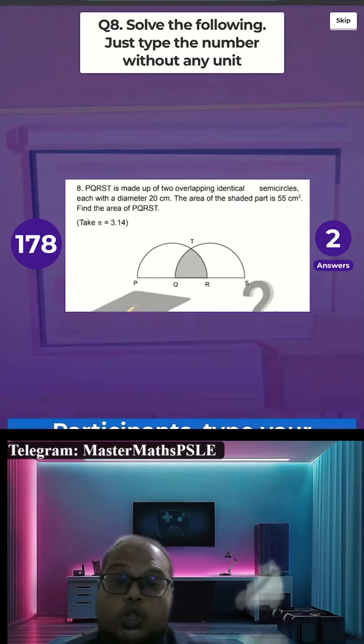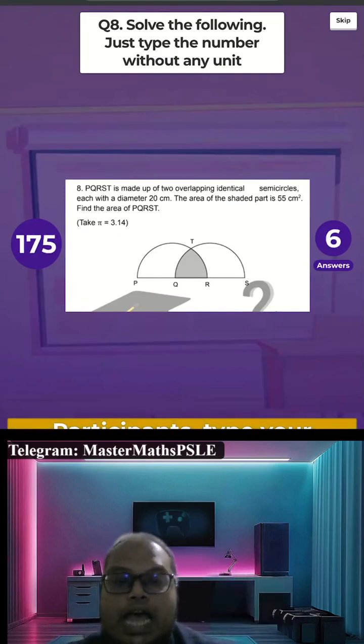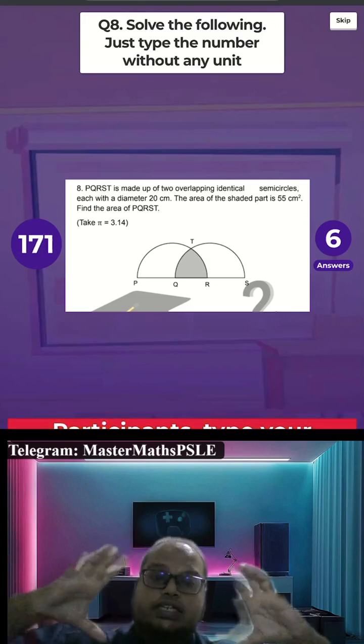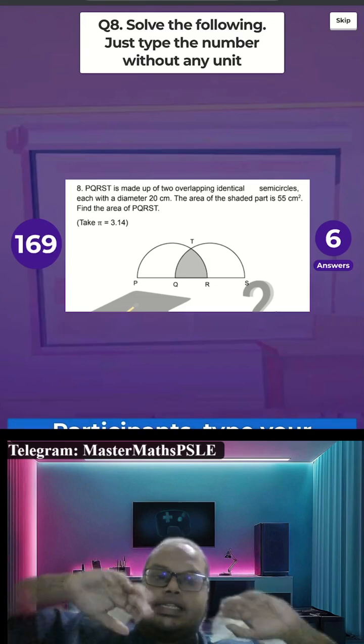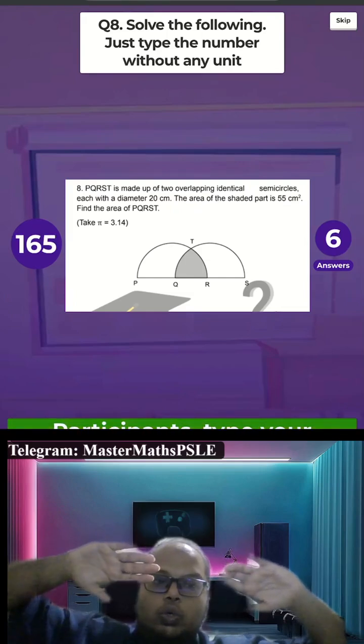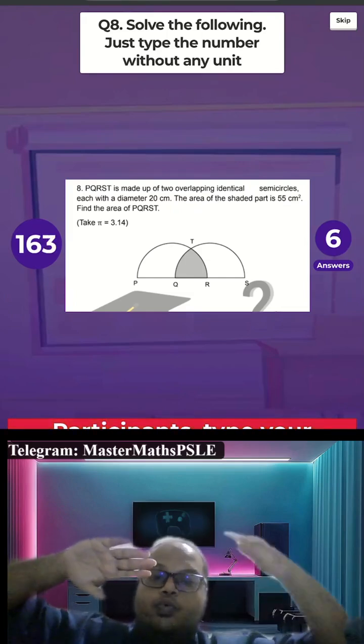This one, you got two semicircles overlap each other. So they want to find the area of this figure, but there's an overlap there. So how do you remove that overlap?